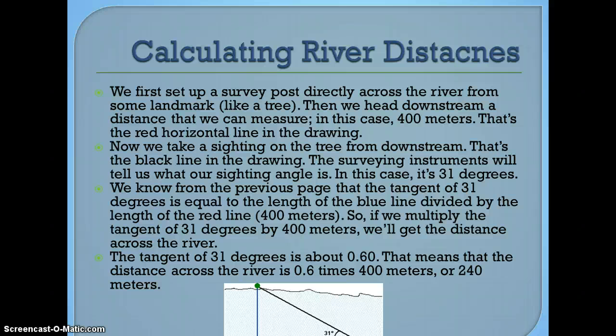We know from the previous page that the tangent of 31 degrees is equal to the length of the blue line divided by the length of the red line, which is 400 meters, which is given by trigo ratios. So if we multiply the tangent of 31 degrees by 400 meters, we will get the distance across the river. The tangent of 31 degrees is about 0.60. That means that the distance across the river is 0.6 times 400 meters, or 240 meters.